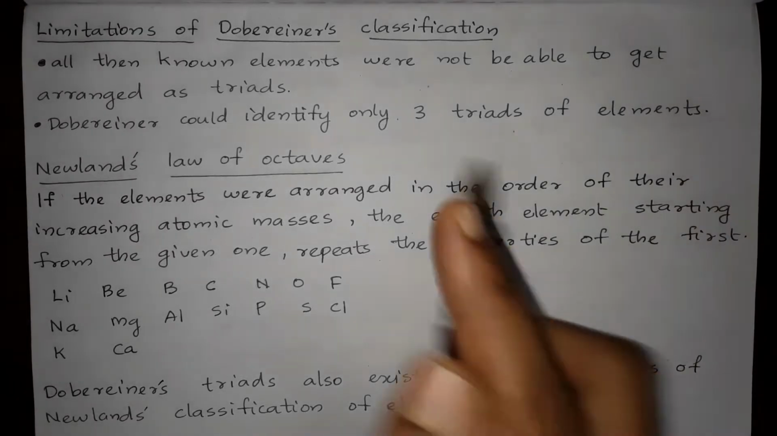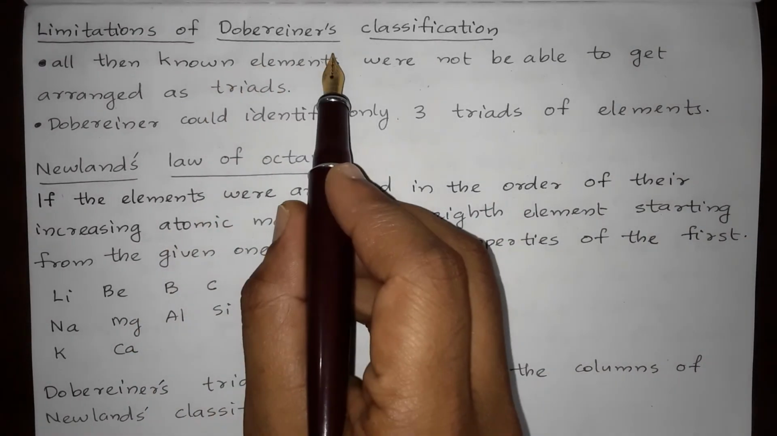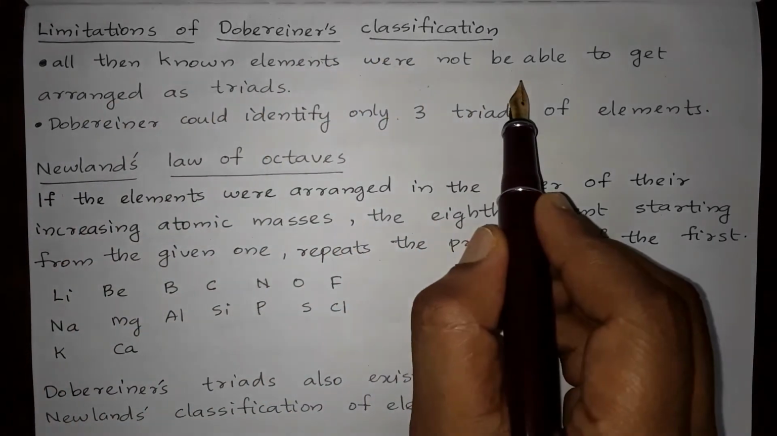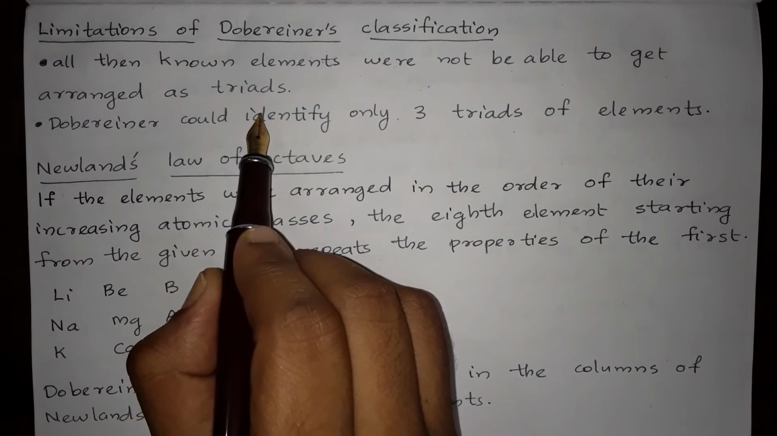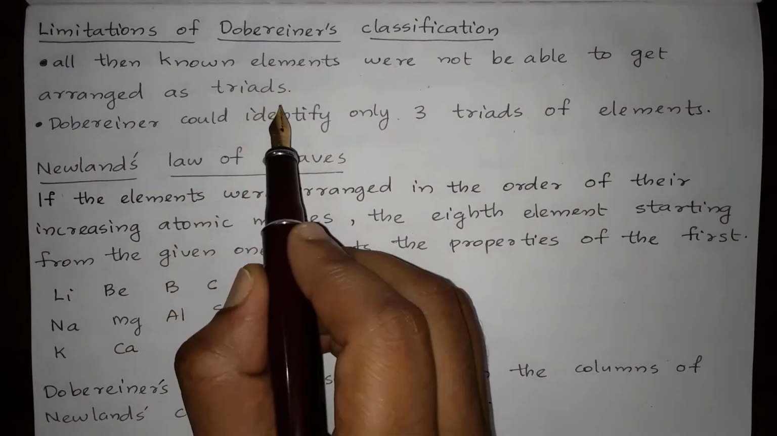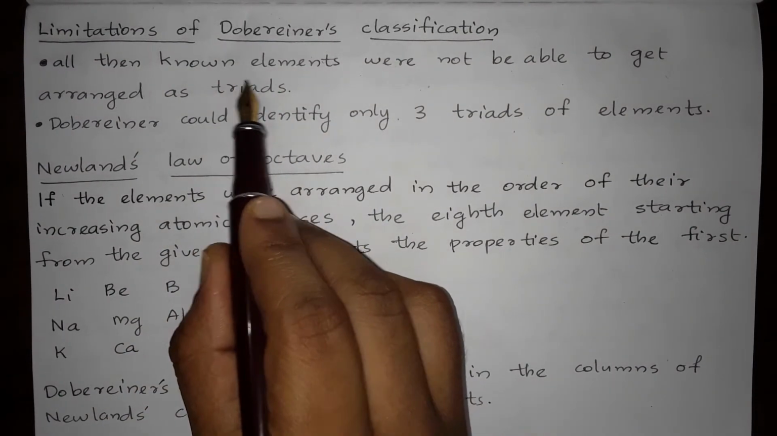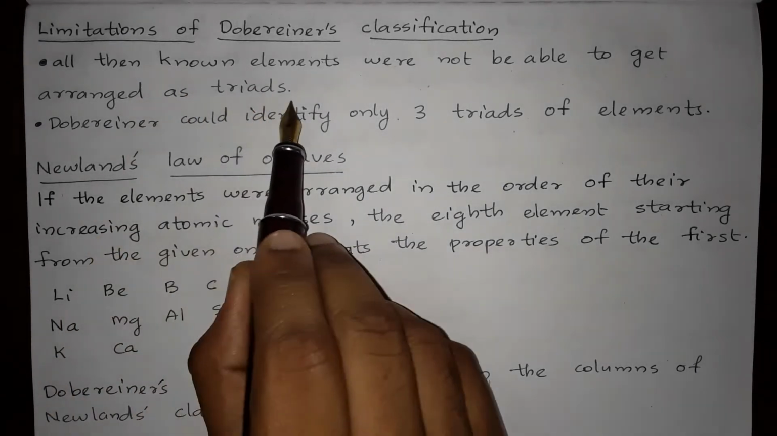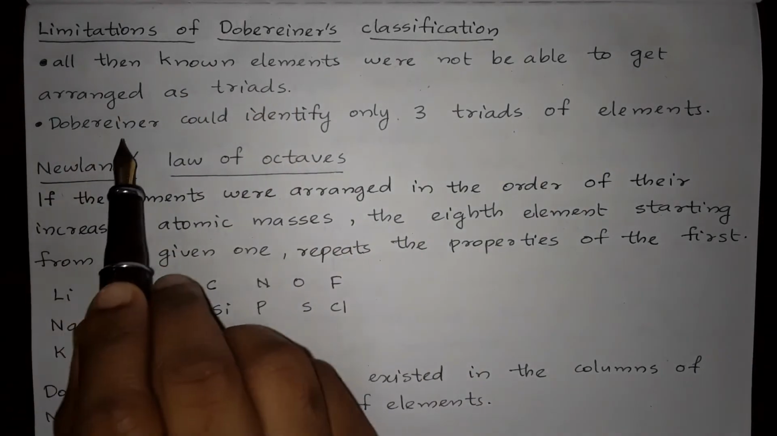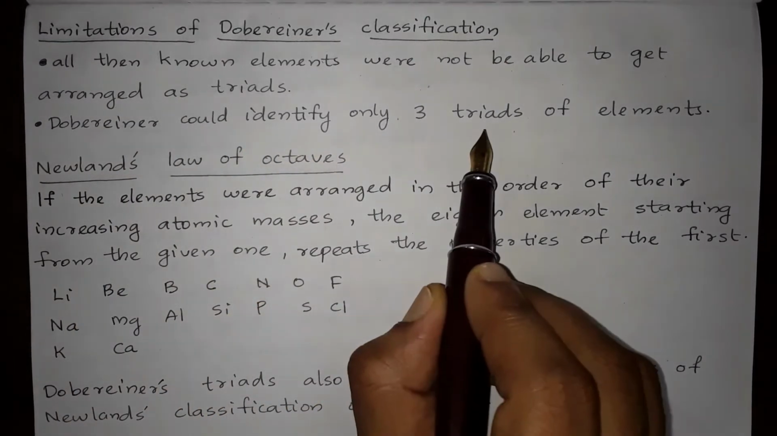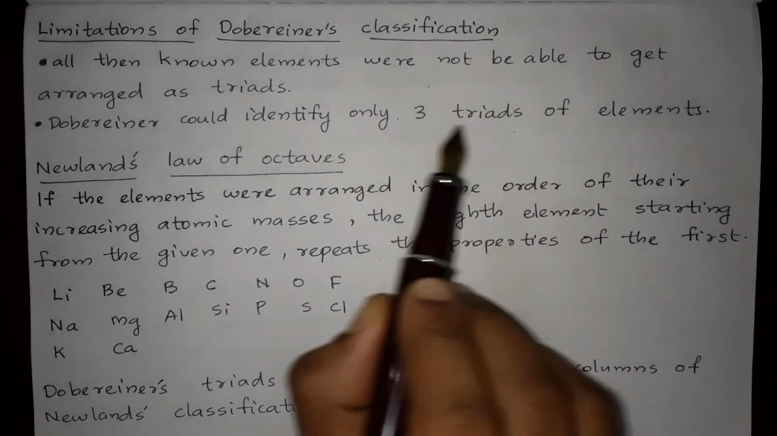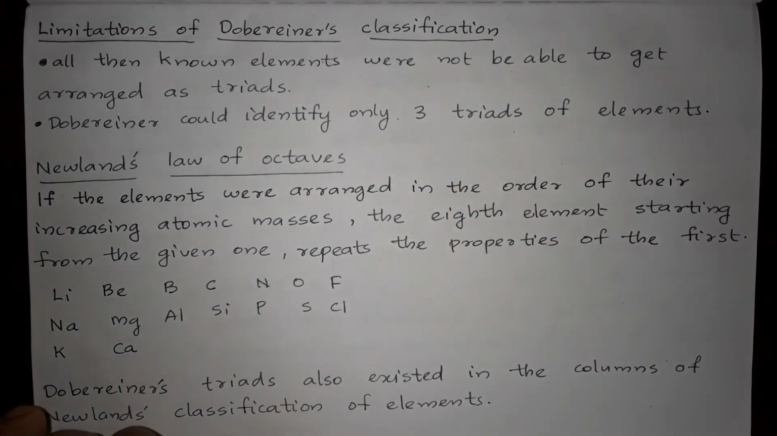Now let us check which were the limitations of Dobereiner's classification. All the elements were not able to get arranged as triads. All the elements which were known by that time were not suitable to be arranged as triads. Dobereiner could identify only 3 triads of elements. Only 3 triads were classified perfectly.